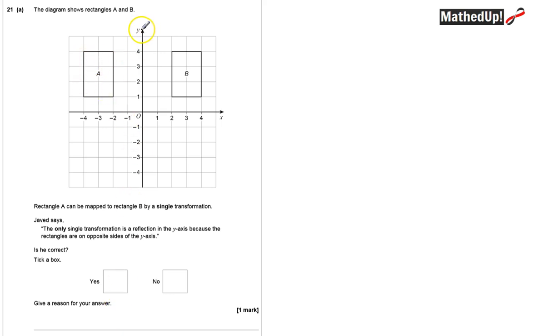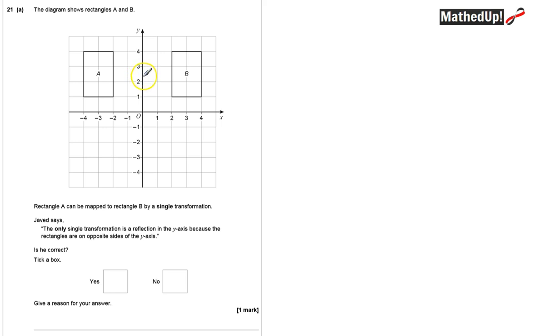Well, he's right that a reflection in the y-axis would map A onto B, but there are also other transformations that will do this as well. We could have had a rotation about this point here, which is (0, 2.5). If we rotate 180 degrees around there, A would map onto B. We could even have an enlargement of scale factor -1 about that point as well.